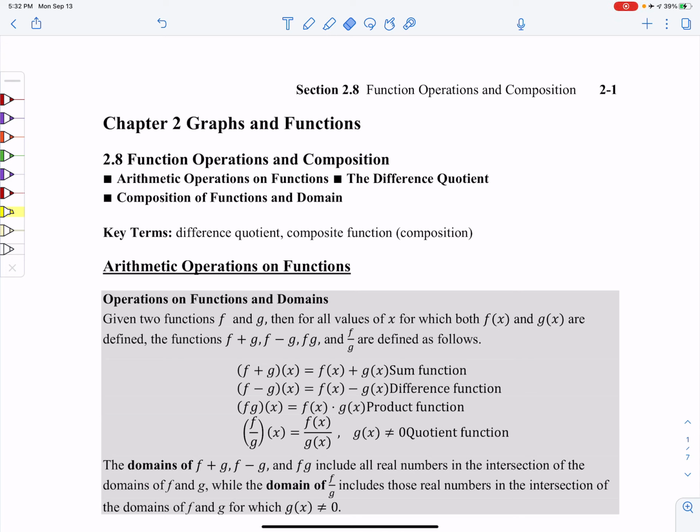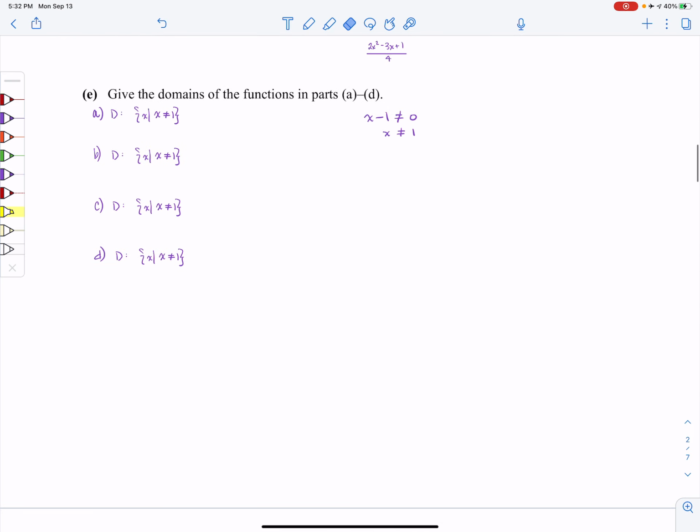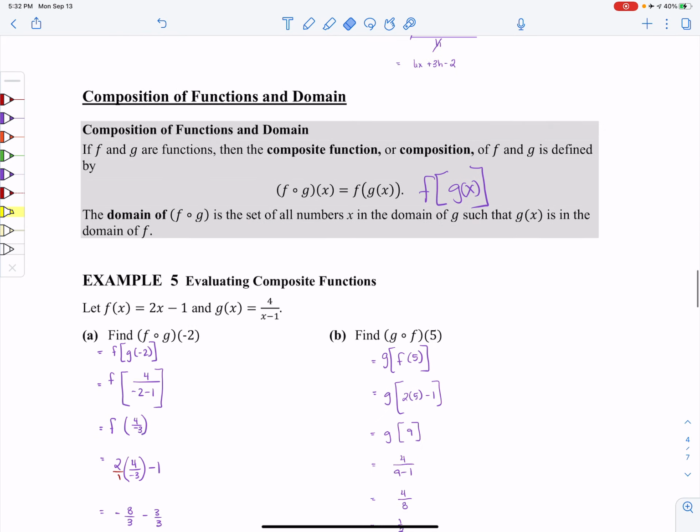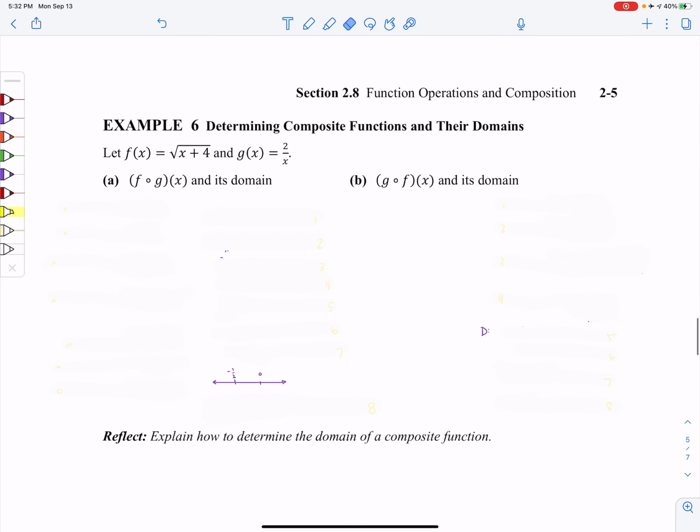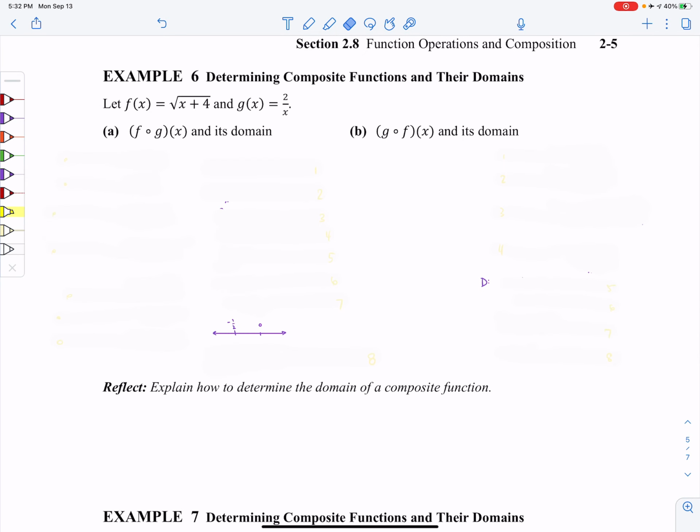Okay, so I thought I was going to only make 2 videos for section 2.8, but I made a mistake. So this is the 3rd video for section 2.8, and we're still dealing with composition. If you'll go down, we've only done 2 examples, I think, in composition. Yeah, example 5 of part A and part B. So let's go to example number 6.